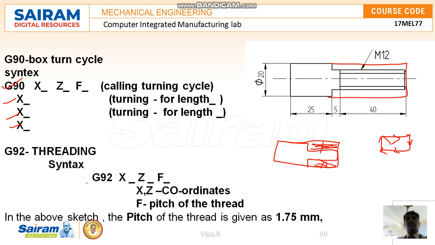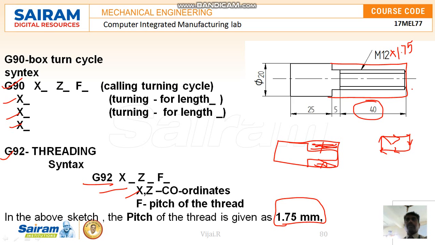G92 is used for the threading operation. So what are the X and Z coordinate points? You can see that the threading goes for only 40 mm. Moreover, the pitch has to be given. It is not shown in the figure here, but they have given it in the question, and here a 1.75 mm pitch is given.